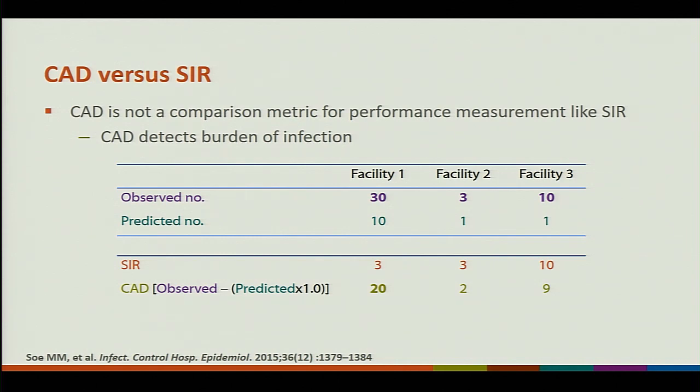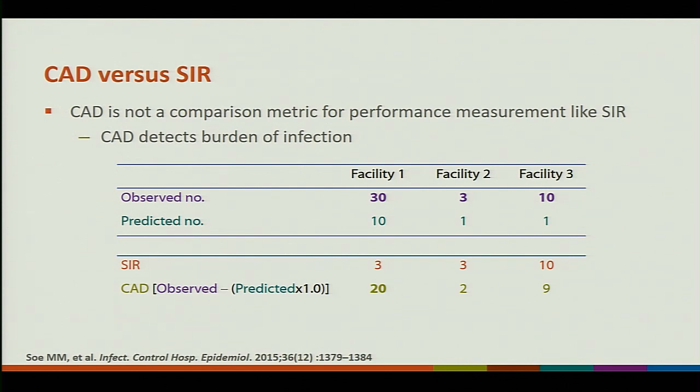So looking at those two facilities, we would think, man, facility 1 must be horrible. Look how many excess infections it has. Well, no, it's the burden of infection. Again, it's a personal number. So we shouldn't compare our CADs to the CADs of our neighboring facilities. It's not going to tell you the whole picture. It just tells you about the burden at that individual, specific facility.